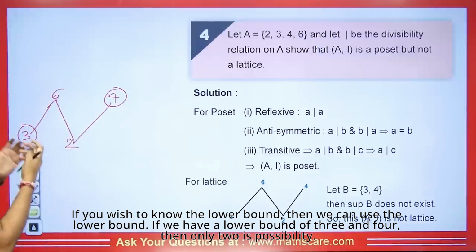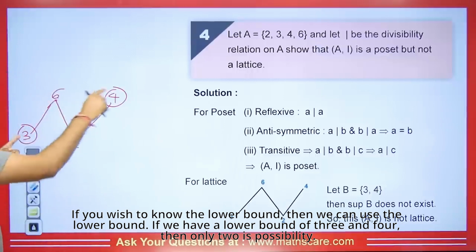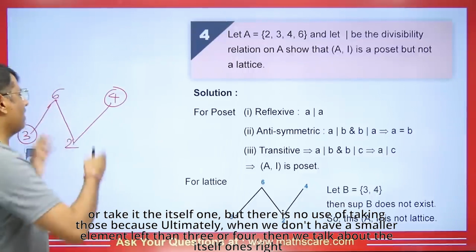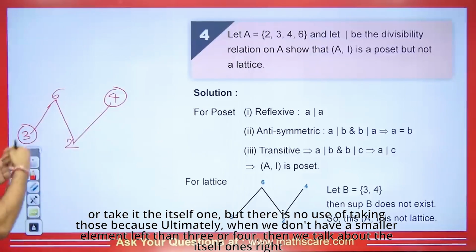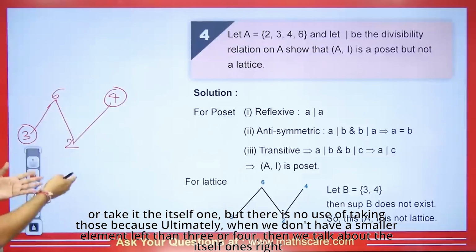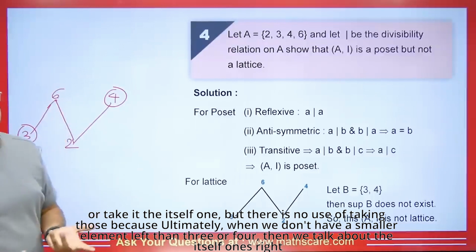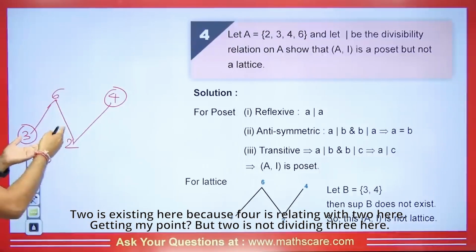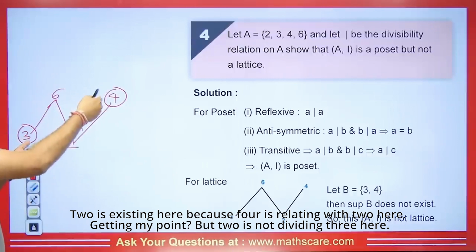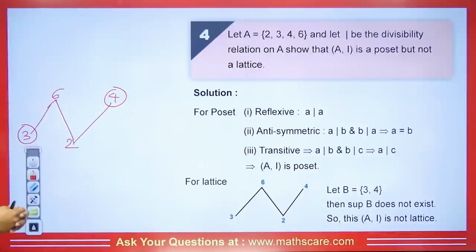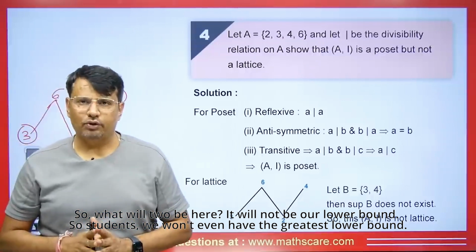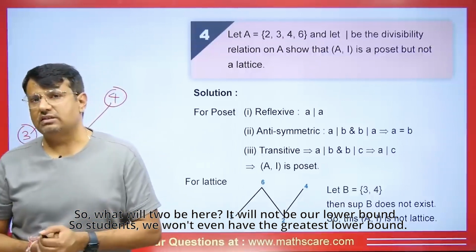If you wish to know the lower bound, then we can take their lower bound. If we take the lower bound of 3 and 4, then only 2 is the possibility, or we could take the elements themselves. But there is no use of taking those, because ultimately, when we don't have a smaller element left than 3 or 4, then we talk about the elements themselves, right? 2 exists here because 4 is relating with 2. Getting my point? But 2 is not dividing 3 here. So 2 will not be our lower bound. So students, we won't even have the greatest lower bound.